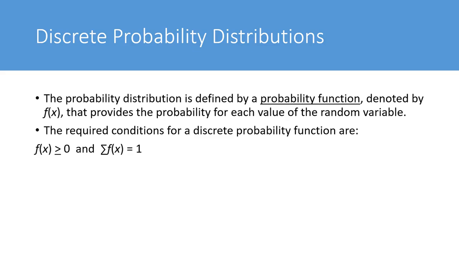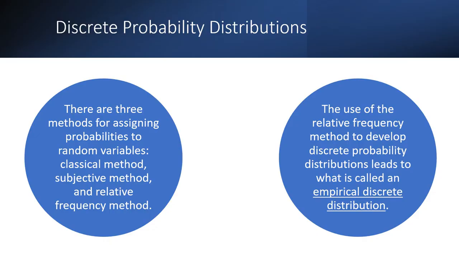And so the required conditions for a discrete probability function are that the f of x value, or the probability of x, is greater than or equal to 0, and the sum of all of your probability values needs to equal 1. And so when we're looking at discrete probability distributions, there are three methods of assigning probabilities to our random variables.